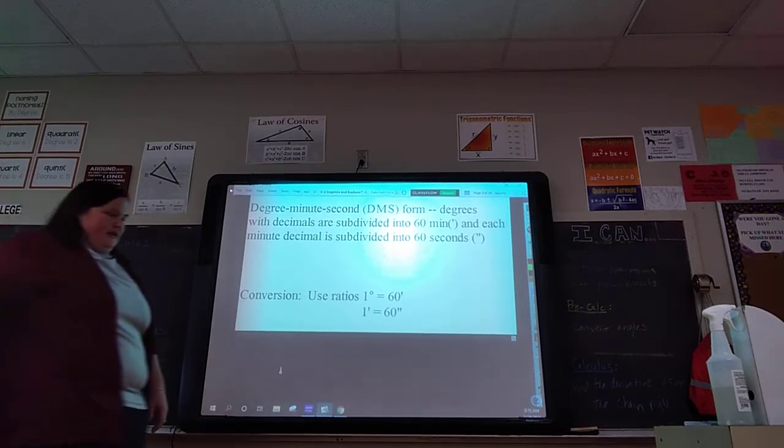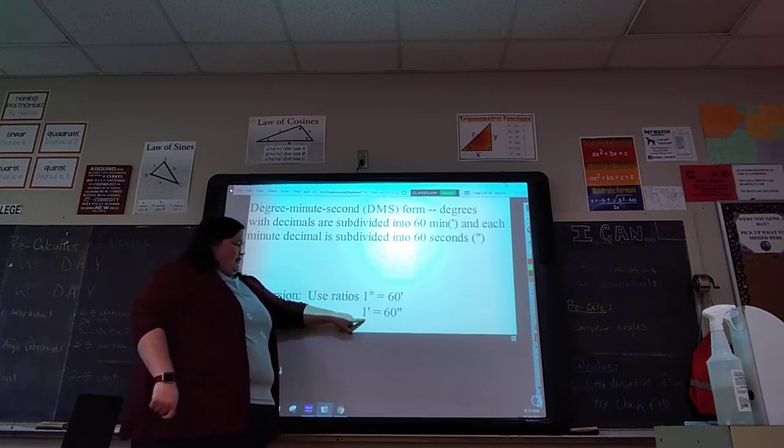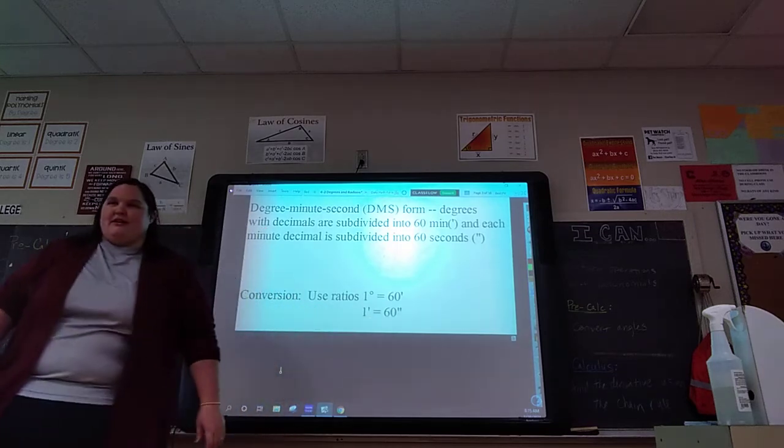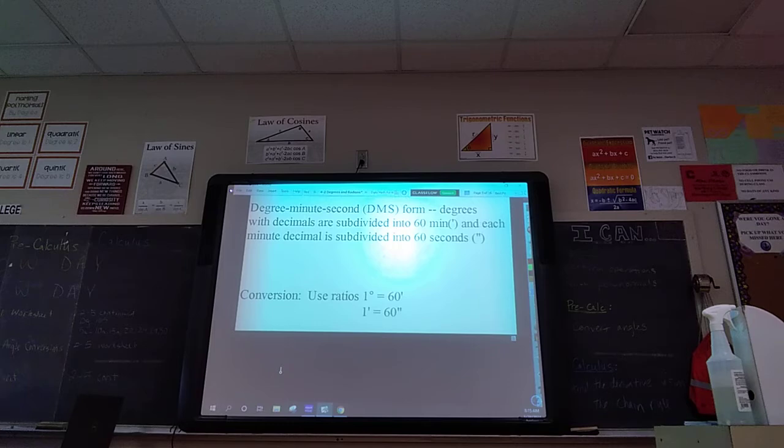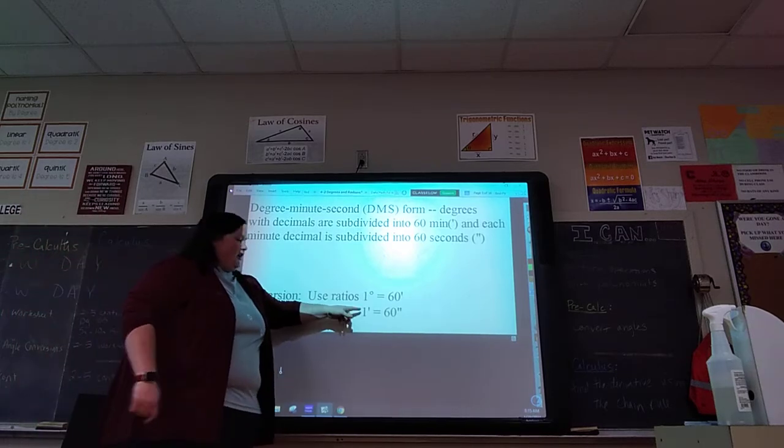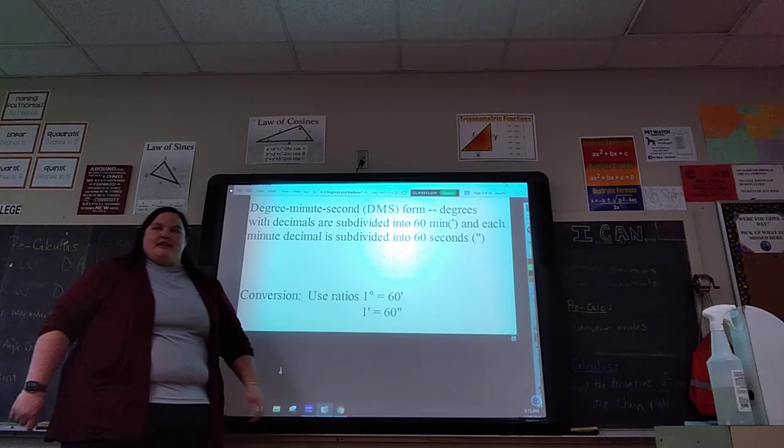And then the other one we've known for a long time, 1 minute equals 60 seconds. Okay, we've known that forever. So then instead of saying minutes and seconds, they use the apostrophes to help indicate that. And I know they've also used that in inches and feet and other measurements. But 1 tick mark is a minute, 2 tick marks is a second. Okay, so like I said, the second ratio we've known forever. 1 minute is 60 seconds, so that's not new.